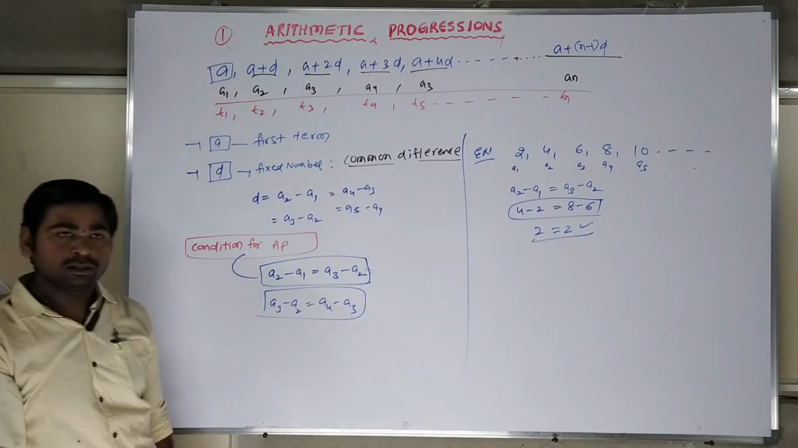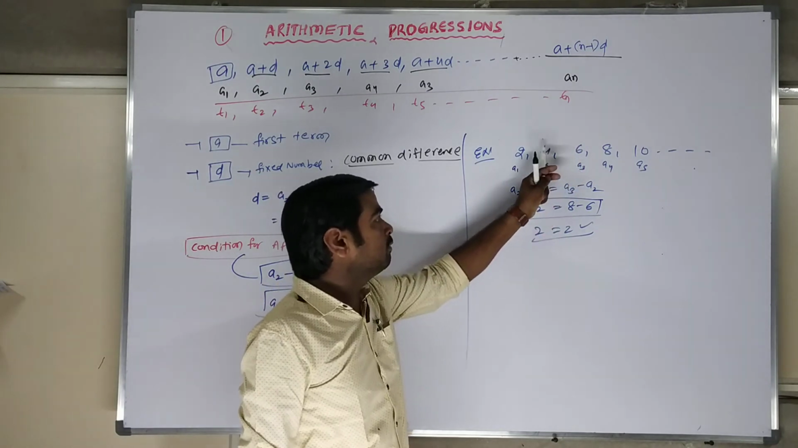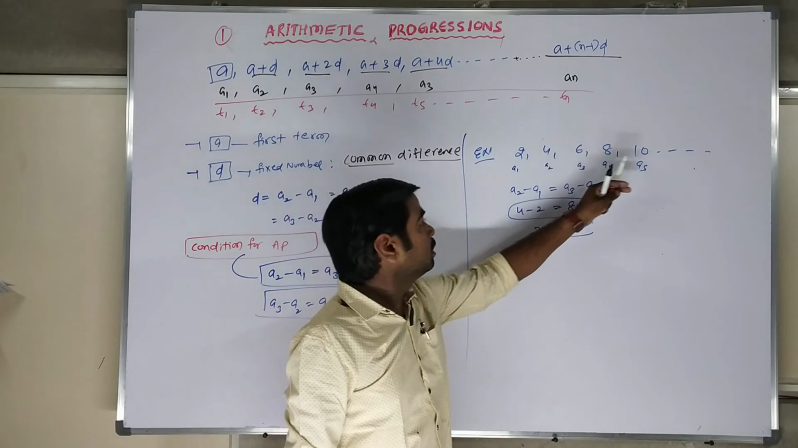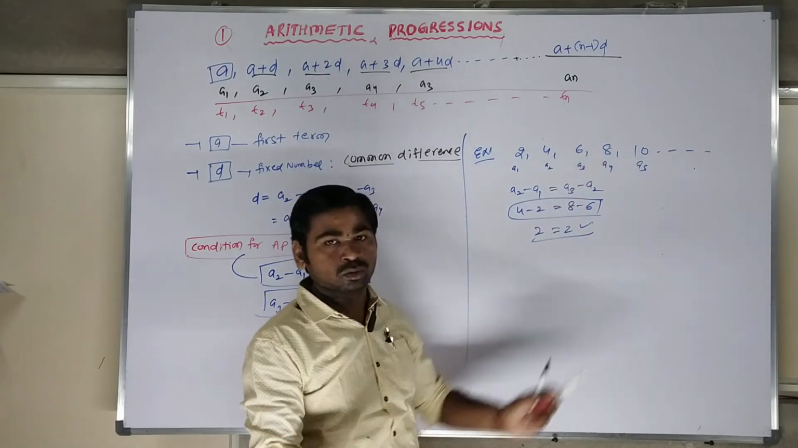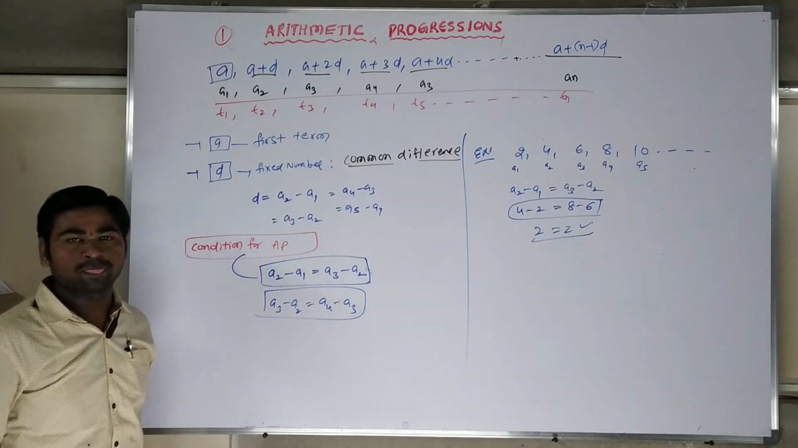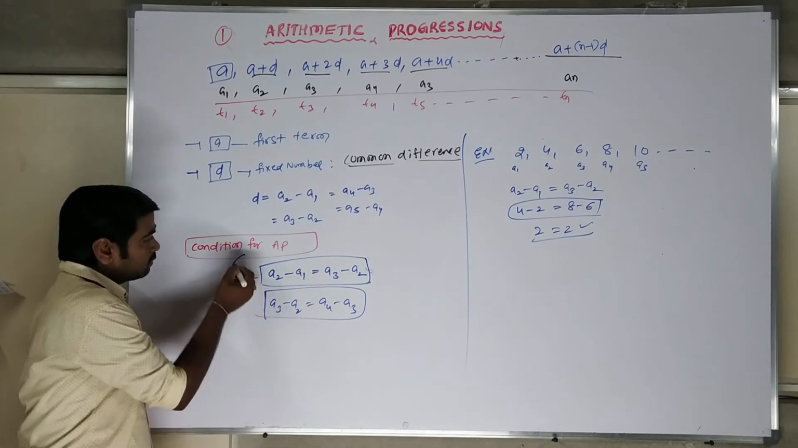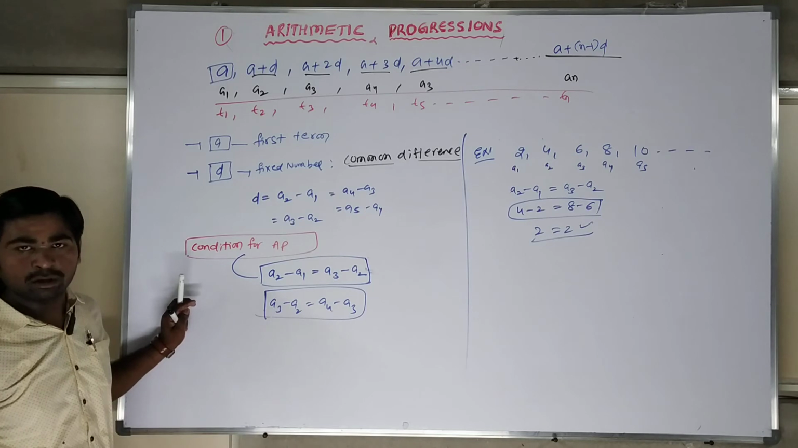The common difference: 4 minus 2 is 2, 6 minus 4 is 2, 8 minus 6 is 2, 10 minus 8 is 2. So the common difference must be the same. Then only those terms are in the AP, otherwise it is not an AP. So this is the condition you should check to see whether it is an AP or not.